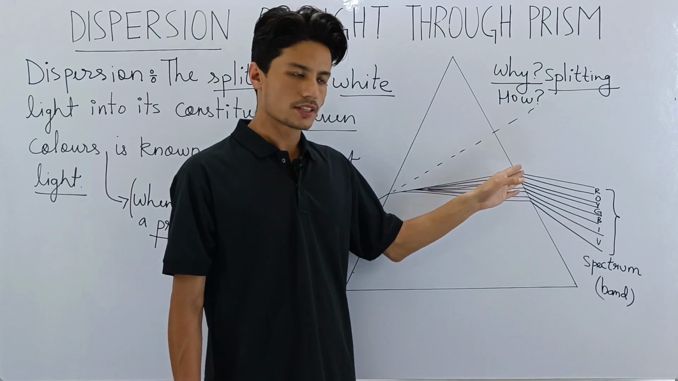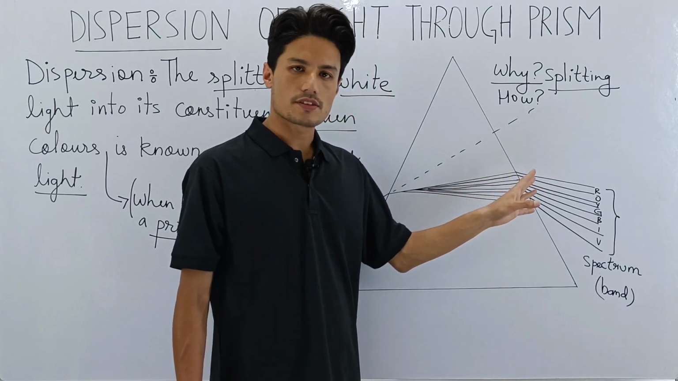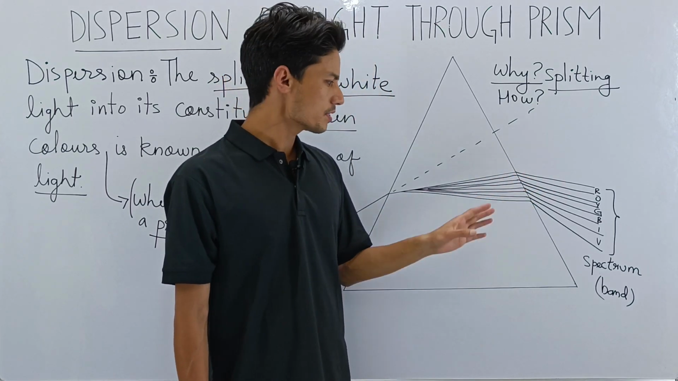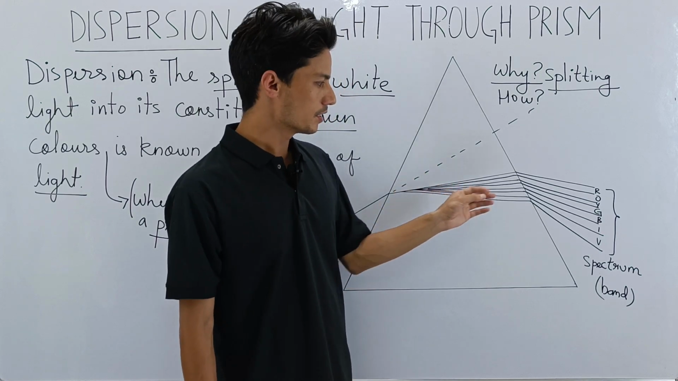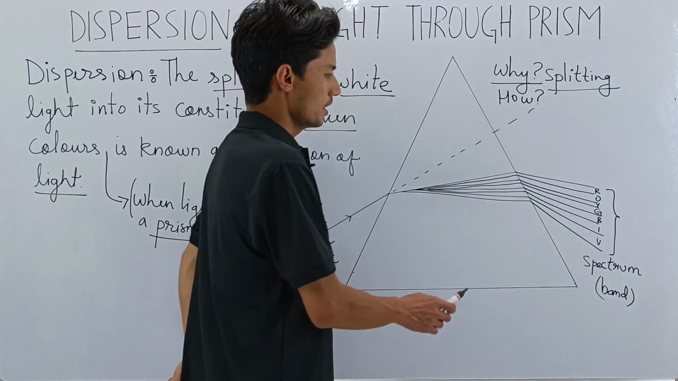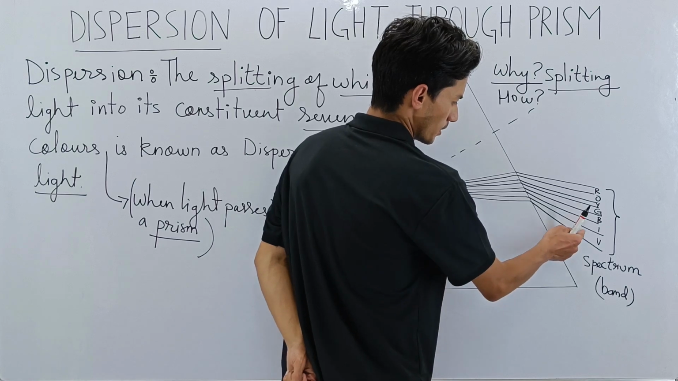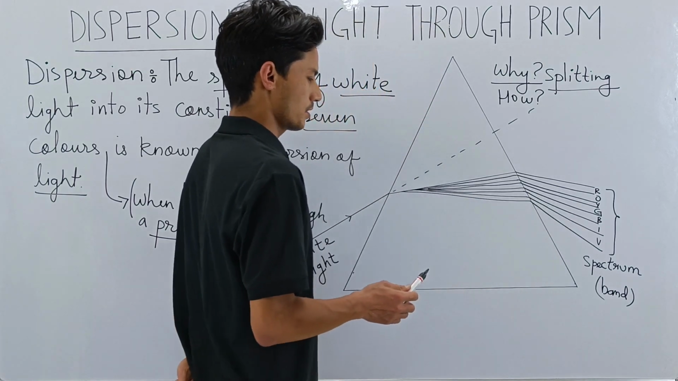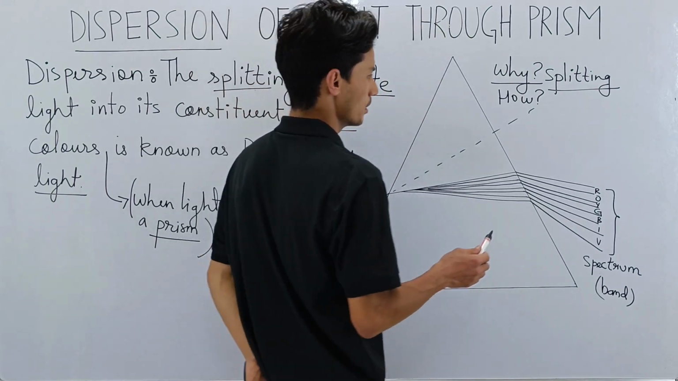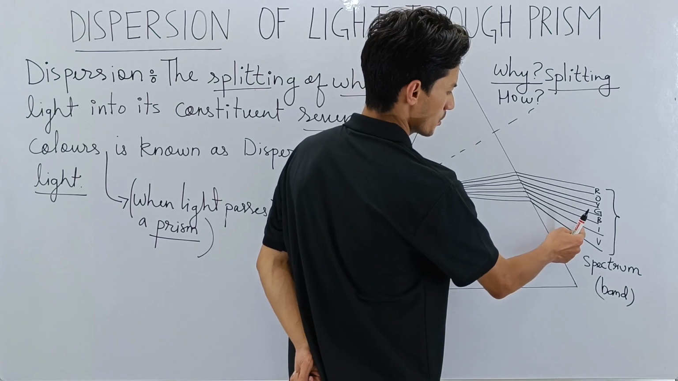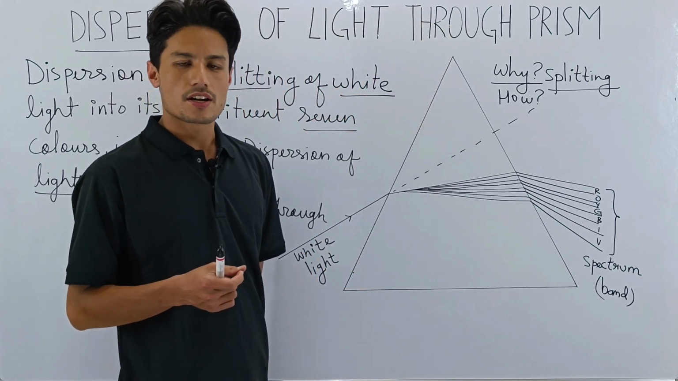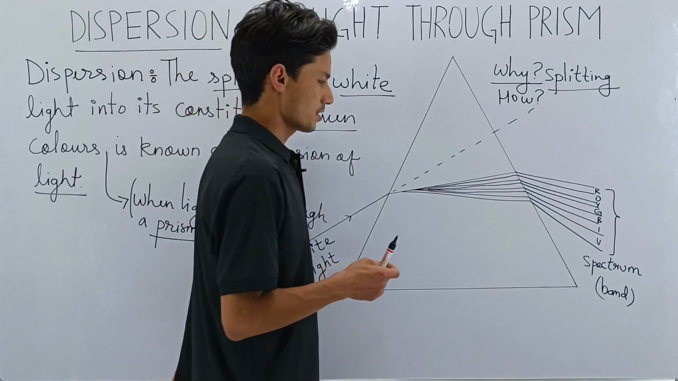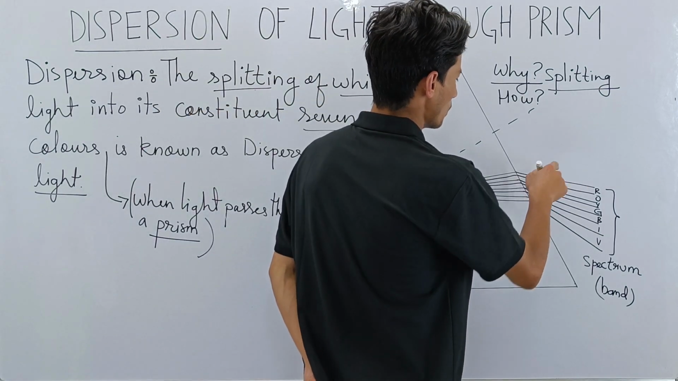When they travel, their angles get affected. It is very simple, not very difficult. Remember that violet is the color which travels slowest, and red travels fastest. And red has the longest wavelength.